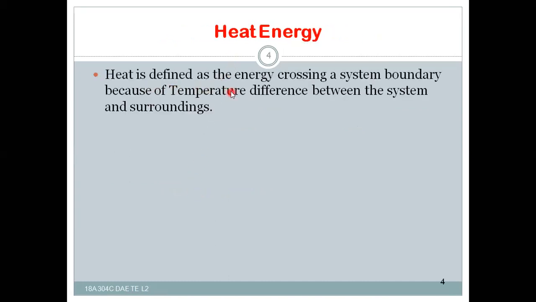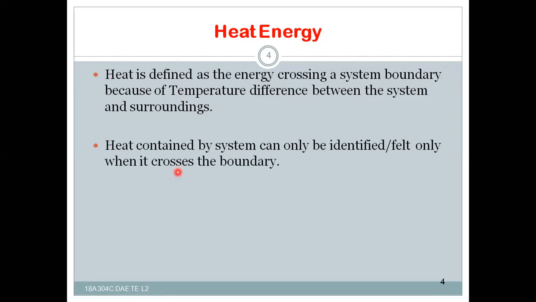Heat is defined as the energy crossing a system boundary because of temperature difference between the system and surroundings. Once again, heat is defined as energy crossing the system boundary because of temperature difference between the system and surroundings. So heat contained by a system can only be identified and felt when it crosses the boundary.